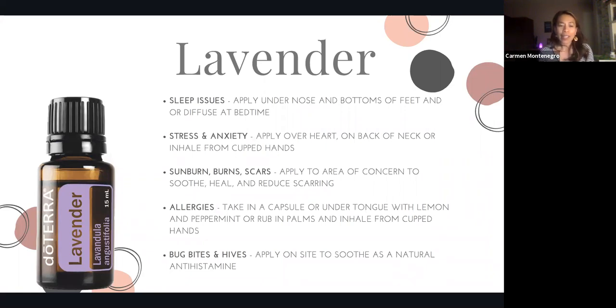Now, what I knew about lavender before, I thought it was only for sleep issues or for calming effect. But of course, it's also good for our skin, right? For scars, for burns, and also good for allergies. If you mix lavender, peppermint, and lemon, it's really good for seasonal allergies as well.